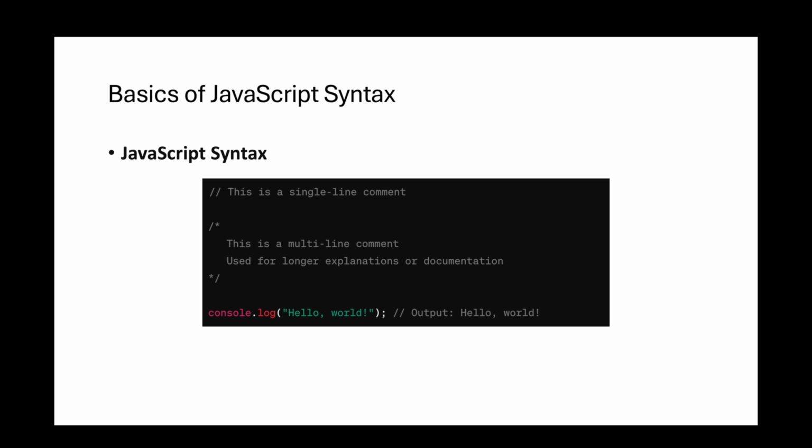JavaScript syntax. JavaScript syntax consists of statements and expressions that define the logic and behavior of a script. It follows a C-like syntax with semicolons terminating statements. Example: // This is a single-line comment. /* This is a multi-line comment used for longer explanations or documentation. */ console.log("Hello, World!"); Output: Hello, World!